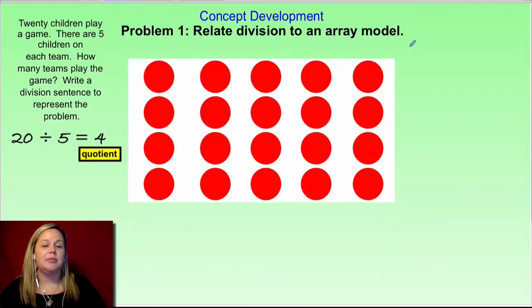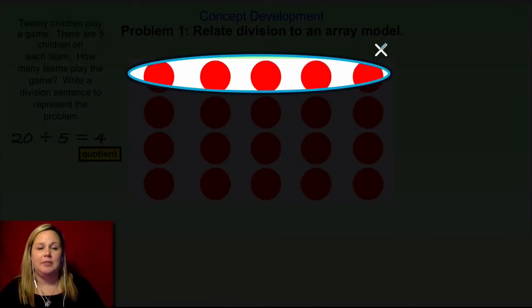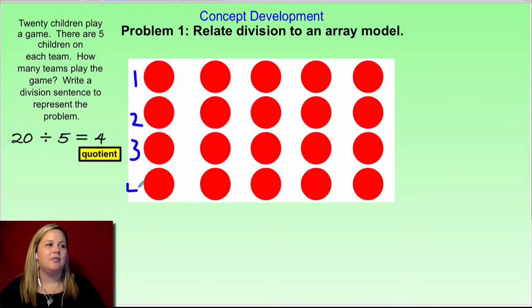Remember, that was our total number of kids that played the game. Then I want to look at how many children on each team. When I looked at that problem, that was 5. That told us up here. I also noticed that that was the number in each group, the 5 right there. What we had to figure out was the number of teams, so the number of rows. So we went 1, 2, 3, 4. There's a total of 4 rows.